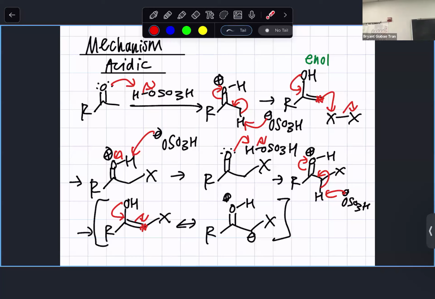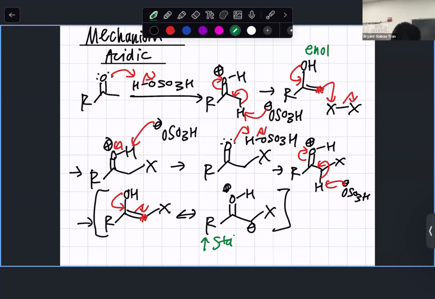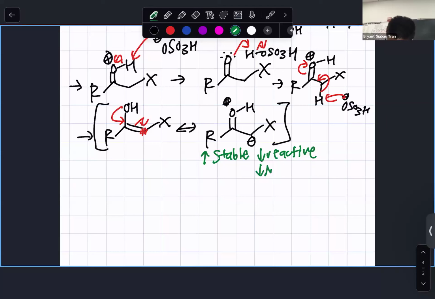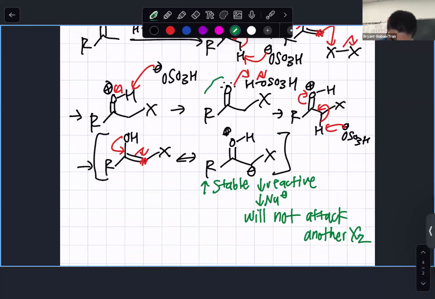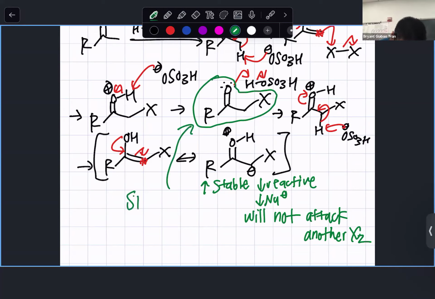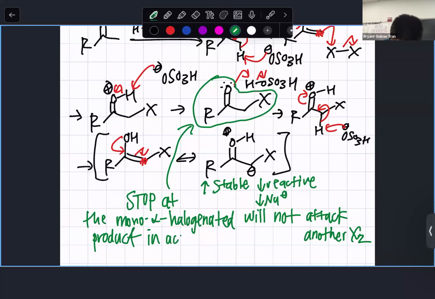We only stop at one halogen in acidic conditions, right? Because this nucleophile here is more stable, meaning that it is less reactive or less nucleophilic, and will not attack another X2. So your final answer will stop at this point here in acidic conditions. Stop at the mono-alpha halogenated product in acidic conditions.